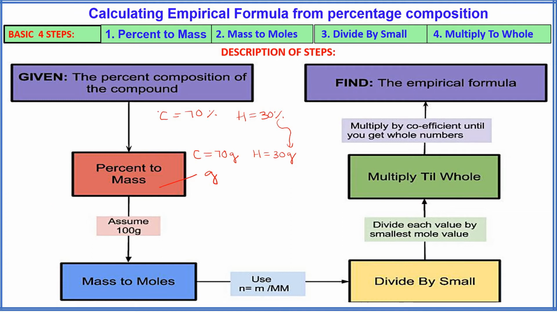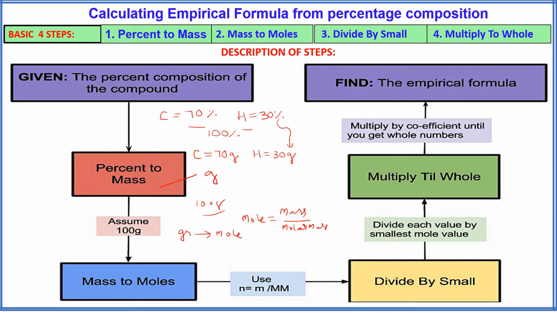One more thing: total percentage is 70 plus 30 equal to 100%. So the total weight is 100 grams. Now we got grams. In the next step, the grams are converted into moles. How to calculate mole? You already know the formula for mole: mole is equal to mass by molar mass, otherwise weight by molecular weight.